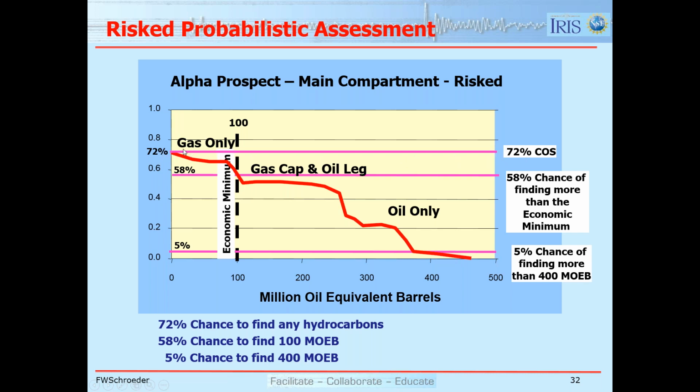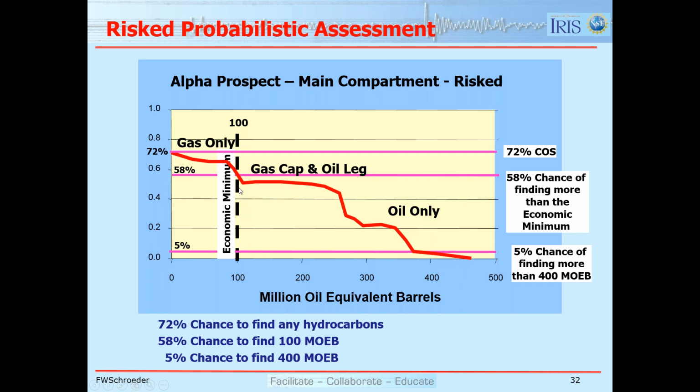72% is my chance of success, and so this is where the red line intersects 0, not at 100, but at 72. And this portion of the curve that drops and then flattens out, that's the scenario where we only have gas in alpha. And then this portion, this plateau, is where we have a gas cap and an oil leg. And then from this point on is an oil-only case. And so we have a 72% chance that we're going to find some hydrocarbon.